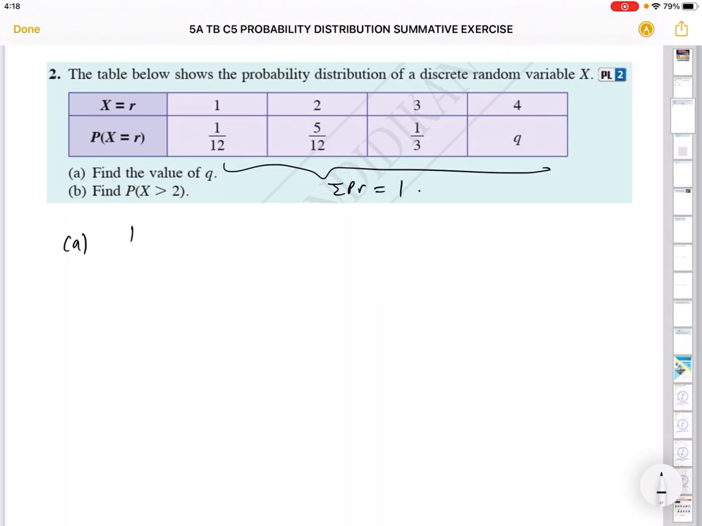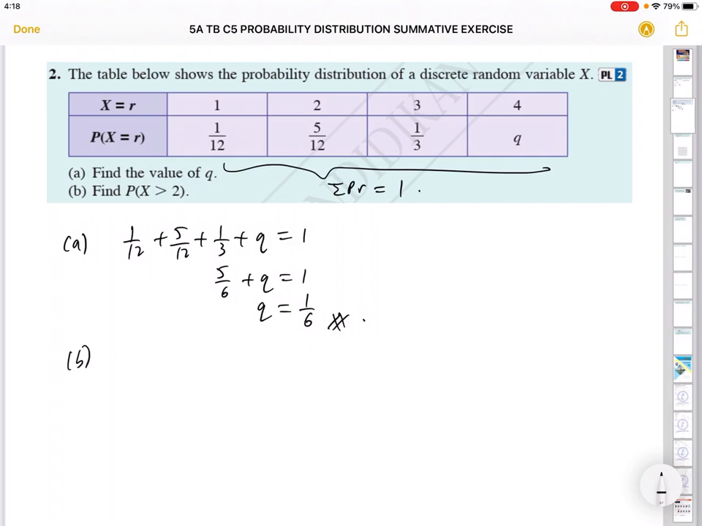So let's take 1 over 12 plus 5 over 12 plus 1 over 3 plus Q, and let this be 1. So 1 over 12 plus 5 over 12 is 6 over 12. 6 over 12 is actually 1 over 2. 1 over 2 plus 1 over 3 is 5 over 6. And your Q will be 1 minus 5 over 6, which is 1 over 6.